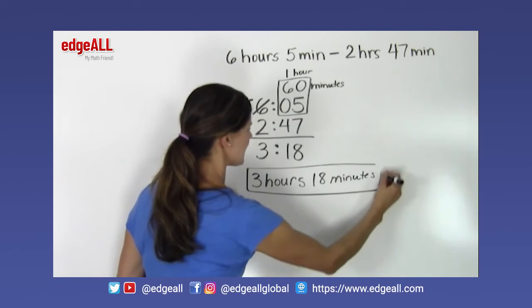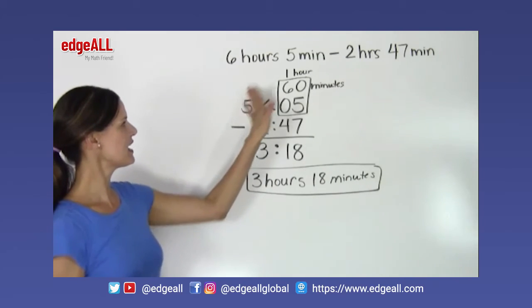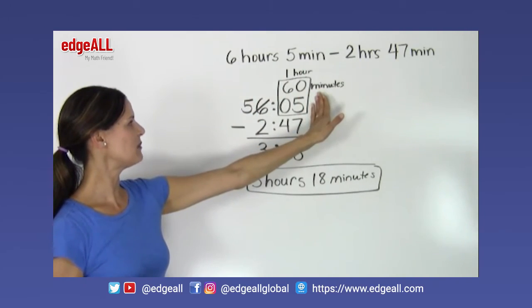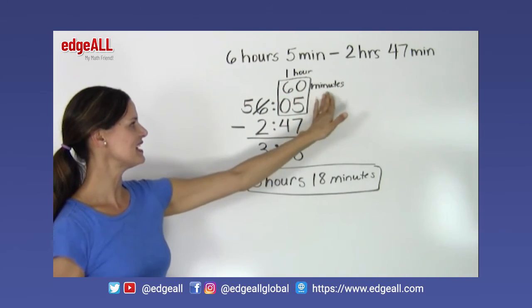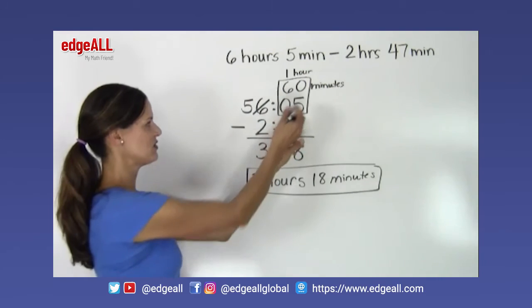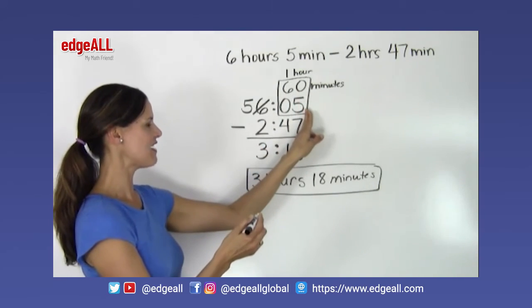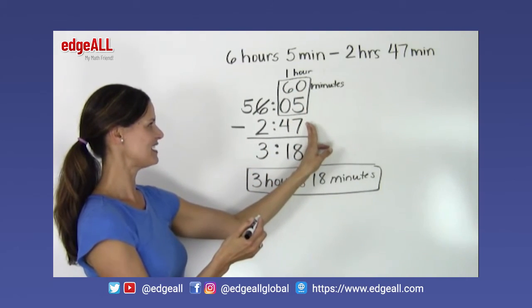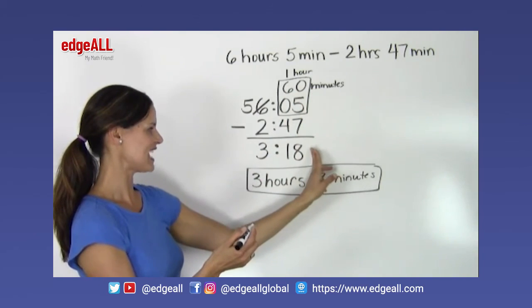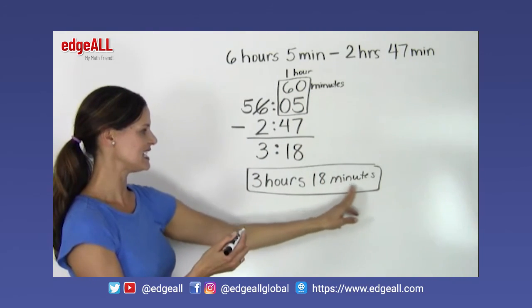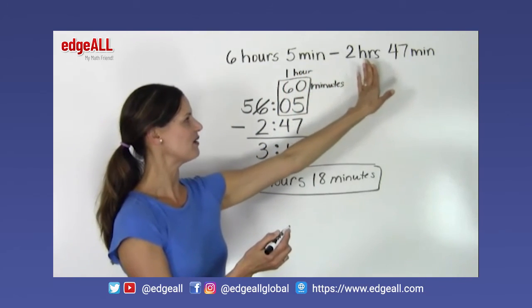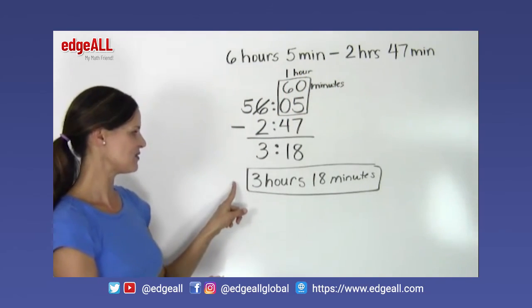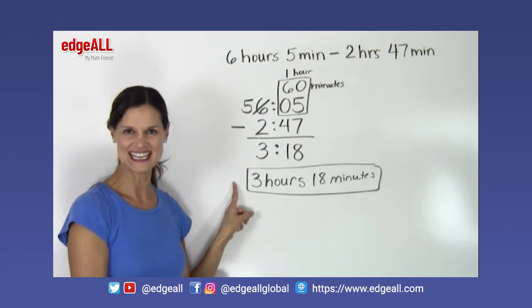And I can see that working on borrowing, moving the 1 hour I borrowed over to the minutes column, converting it to 60 minutes and adding that to the 5 to get 65 minutes, 47 away from 65 equals 18, leaving me with 18 minutes. So 6 hours, 5 minutes, take away 2 hours, 47 minutes, equals 3 hours, 18 minutes.